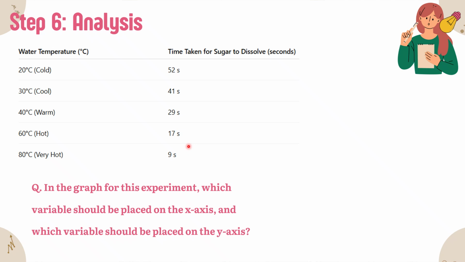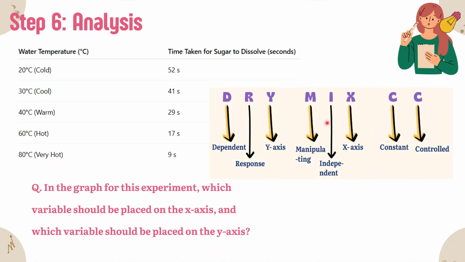Now, here is a question for you. I have to refer to this particular experimental data and decide which variable will be placed on the x-axis and which variable will be placed on the y-axis. In order to determine which factor will go on which axis, I'm going to use the same trick, DRY MIX. I know that whatever is the manipulation is my independent variable, and this variable will always go on the x-axis. Whereas whatever was the response, that was the time taken, is called the dependent variable, and it will always go on the y-axis.